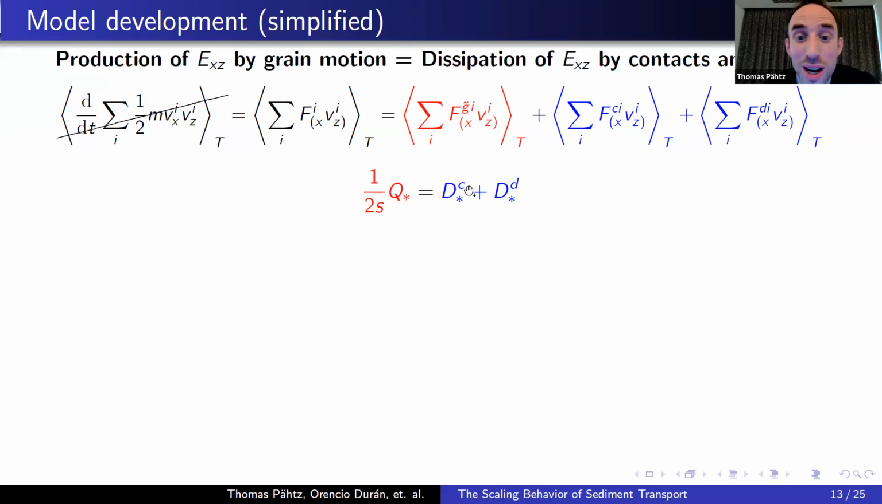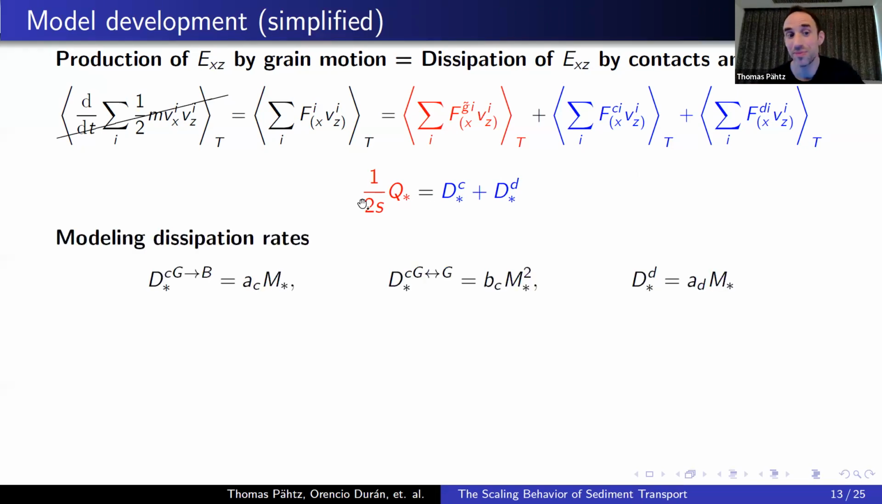And here the clue terms are the dissipation of this energy by contacts and drag. Okay. So now this is up to here, everything is exact. And now the actual modeling starts. And before I do this, I will say that this way of modeling sediment transport, I think I'm the only one doing it that way. Everyone else is always going via the flow, and I'm trying to go via the granular mechanics.